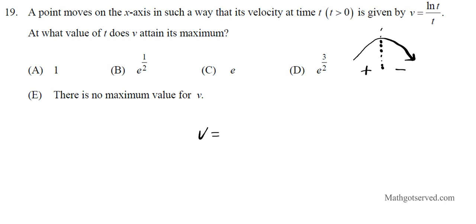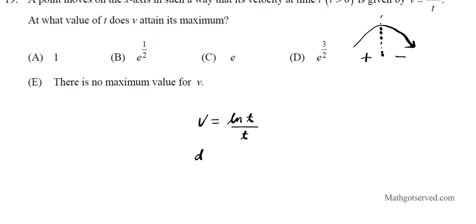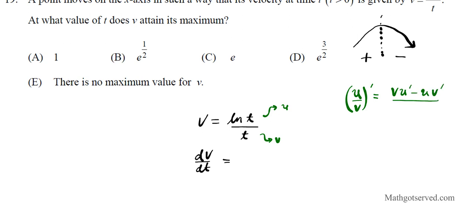The velocity function is the natural logarithm of t over t. We're going to look for the first derivative, basically the acceleration. So dv/dt is going to be, we're going to use the quotient rule here. Let me call the numerator u, and the denominator v. So what is (u over v) prime? Let's do a real quick review of the quotient rule. (u over v) prime is equal to (v u prime minus u v prime) over v squared. So you have low d high minus high d low over low squared.